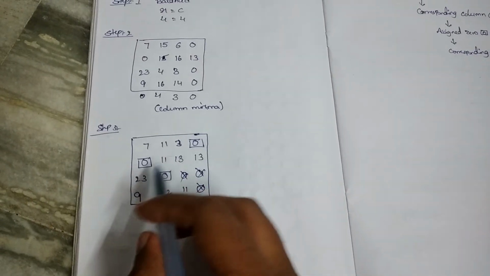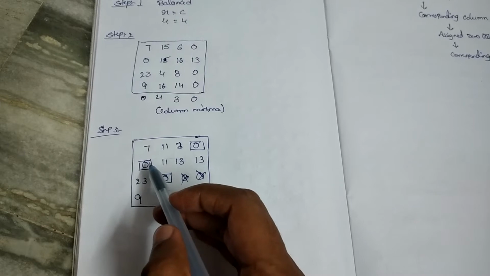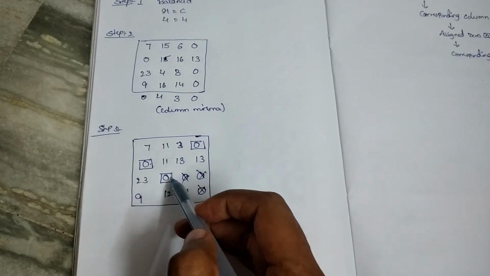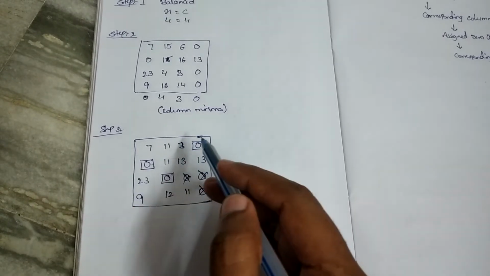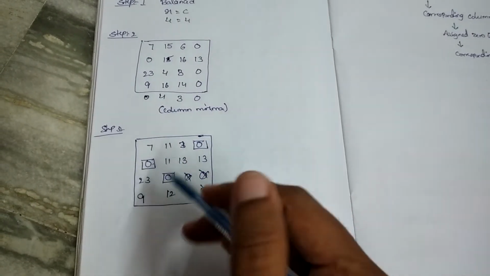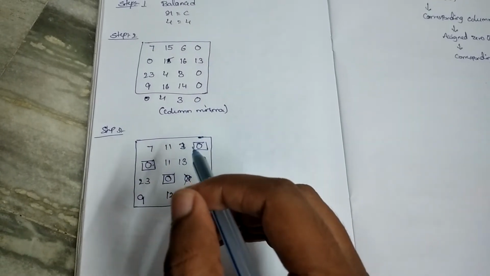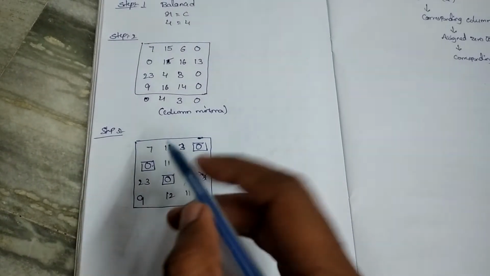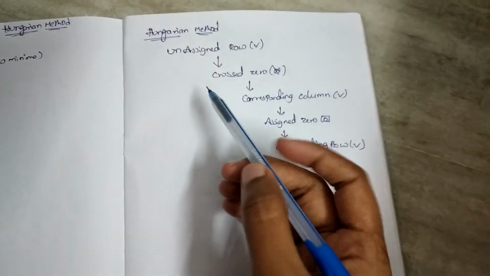When we observe here, this matrix is a 4 by 4 matrix, but the number of zeros assigned here is 1, 2 and 3. That is, it is not equal to the matrix size. So the number of zeros that must be assigned is 4. In this condition, we will apply the Hungarian method here to assign 4 zeros, one in each row and each column.